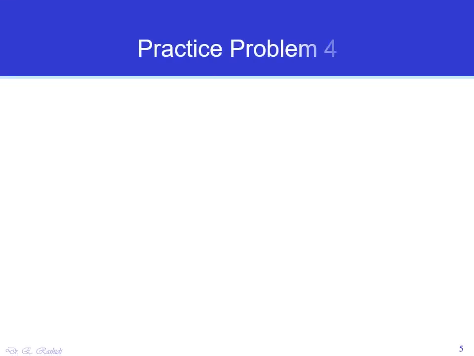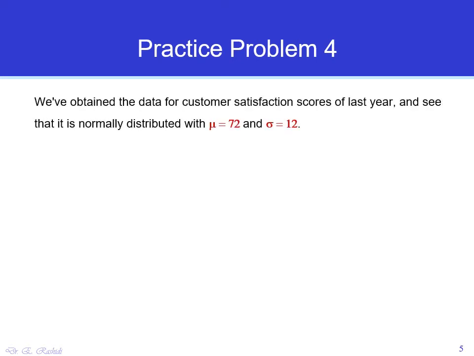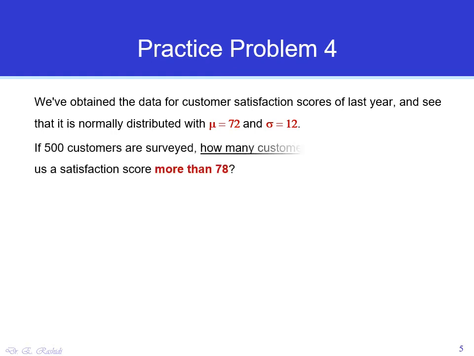Next practice problem. We have obtained the data for customer satisfaction scores of last year and see that it is normally distributed with an average of 72 and a standard deviation of 12. If 500 customers are surveyed, how many customers on average would give us a satisfaction score more than 78? Please pause, work on this problem, and then come back to see the solution. I should warn you that this is a little bit tricky and challenging question. All right, let's see the solution.